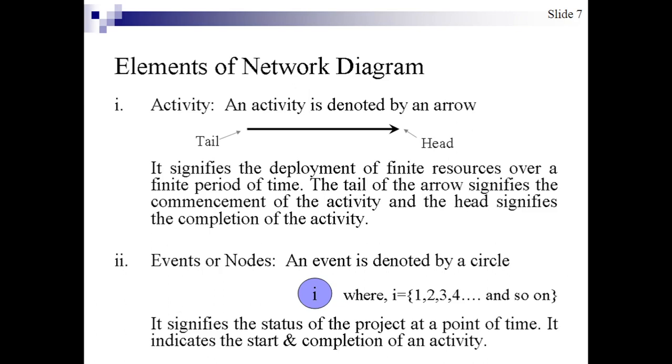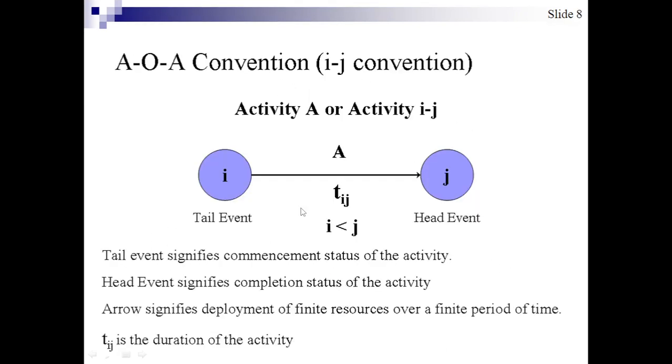The activity is denoted by an arrow and events or nodes are denoted by circle. Okay, so activity should be starting from the tail and it should be ending at the head. So it signifies the deployment of finite resources over a finite period of time. The tail of the arrow signifies the commencement of the activity, that means starting time of the activity, and head signifies the completion of the activity. And what is i to j? Here i to j means the activity starting from the tail event and ending at the head event. So Tij is the duration of the activity. The tail event is starting and head event should be completion of the activity. The arrow signifies the deployment of finite resources over a finite period of time.